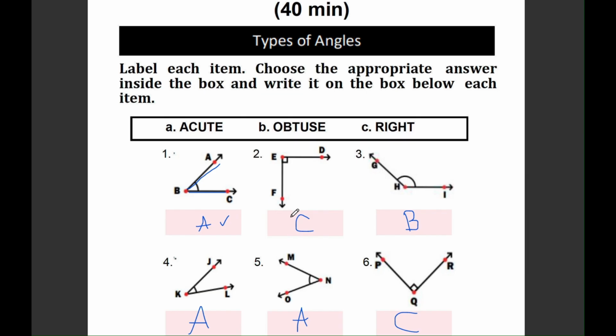Now for question number 2. Types of angles number 2, blank, classify the angle. The options are A, acute, B, obtuse, C, right. Again, let's think about why we would eliminate some choices.